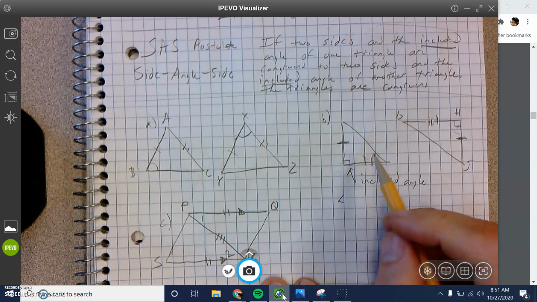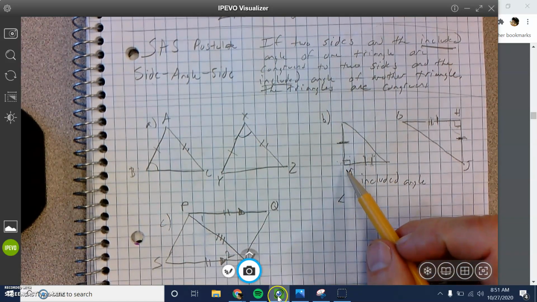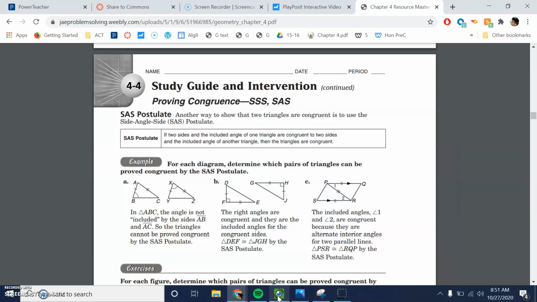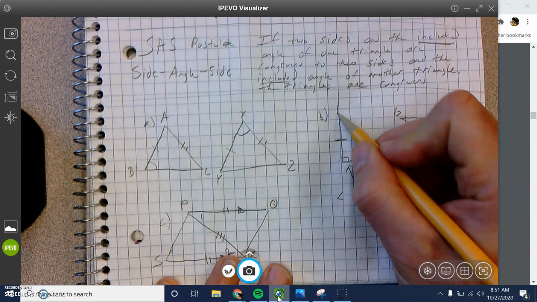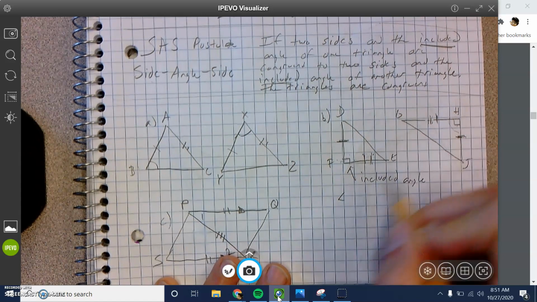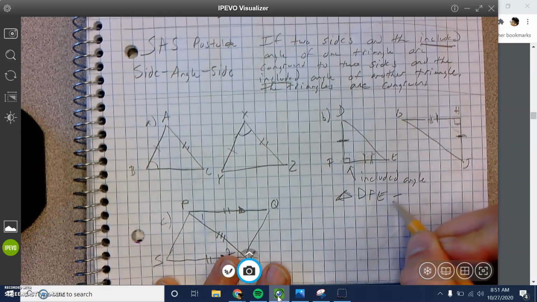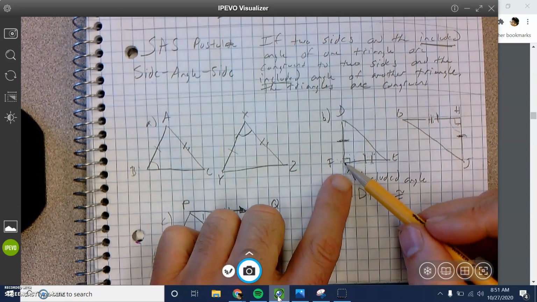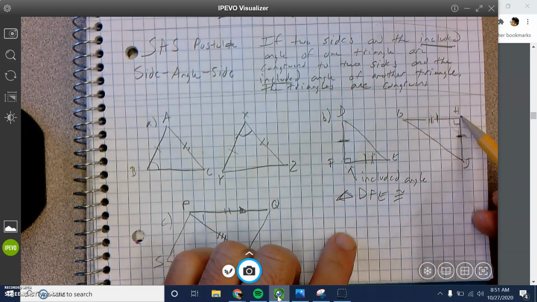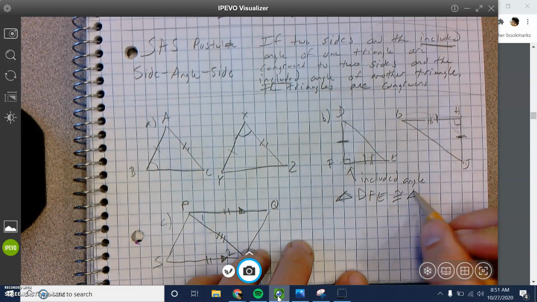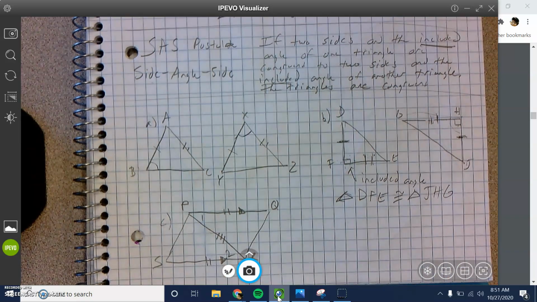I forget what this one was called. I didn't write it down. This one was DFE. So triangle DFE is congruent. That's 1 to the 90 degree to 2, so that would be JHG. Triangle JHG, like that. Okay.